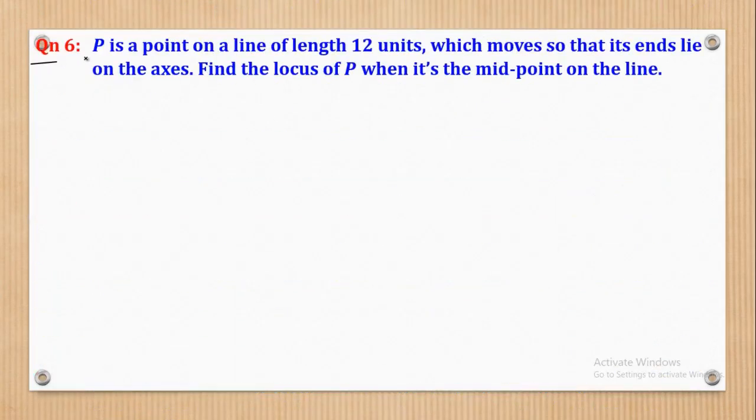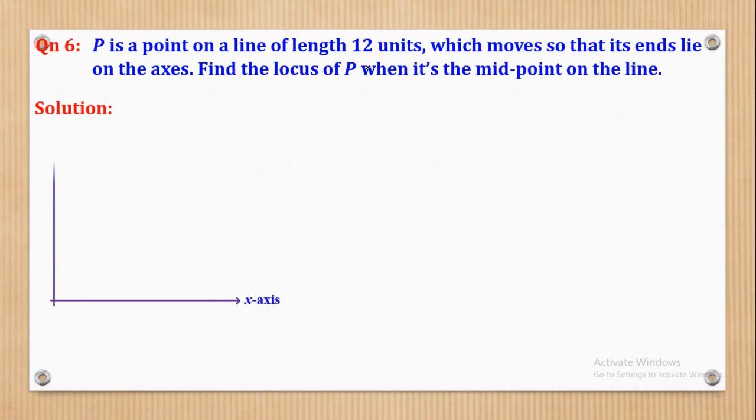Then question 6 says P is a point on a line of length 12 units, which moves so that its ends lie on the axes. Find the locus of P when it's the midpoint of the line. So they want you to find the locus of the midpoint of that line. We shall also make a sketch for that.